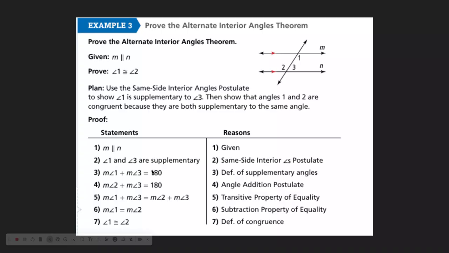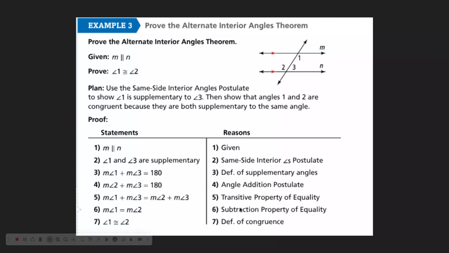So now, since 1 plus 3 is equal to 180 and 2 plus 3 is equal to 180, we can say that 1 plus 3 equals 2 plus 3 by transitive. They're both equal to the same thing. Well, both of these things contain an angle 3. So if we subtract an angle 3 from both of them, we get angle 1 is congruent to angle 2.